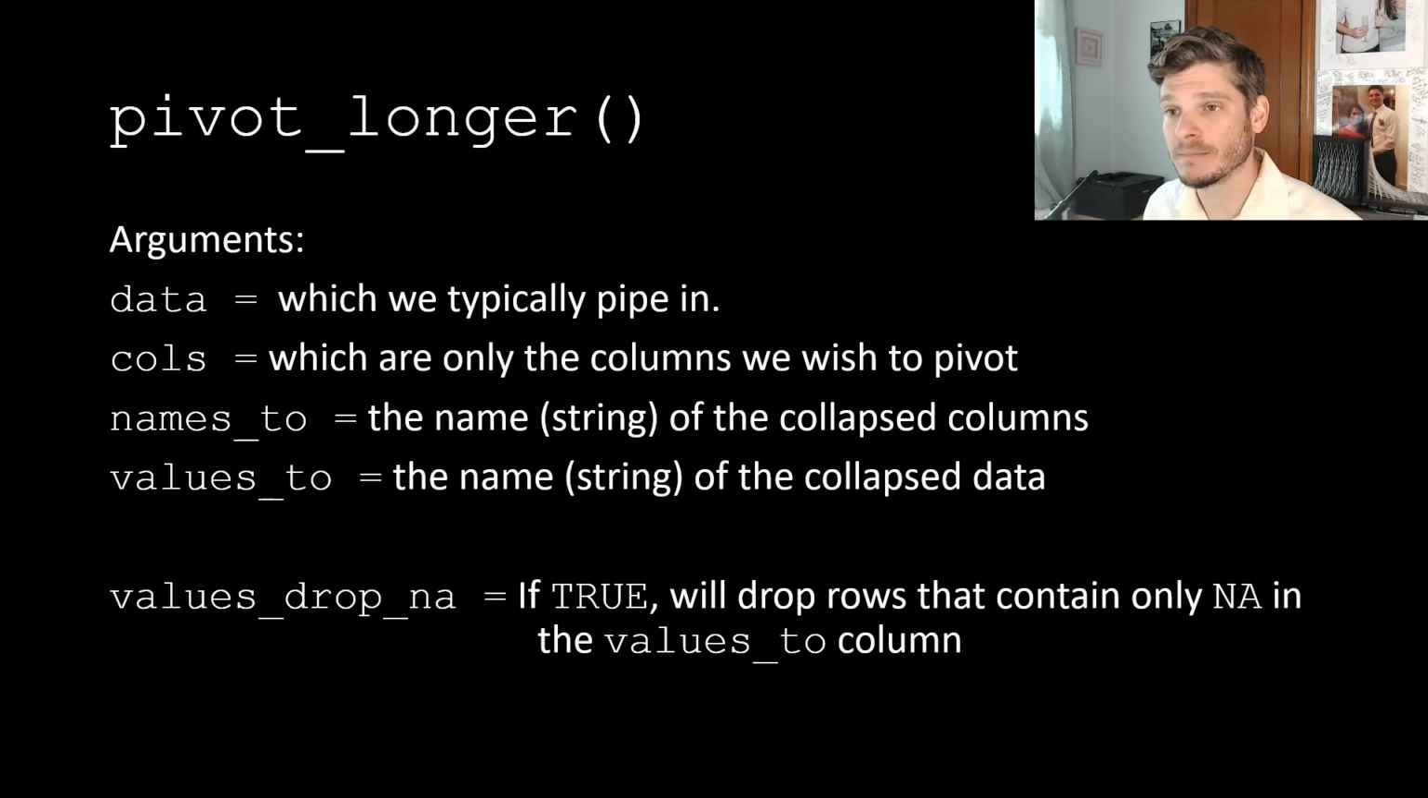Now, the last argument you may or may not want to use has to do with dropping NA values. If you want to drop the rows that have NAs and not include them, you can do that as an argument here with values underscore drop underscore NA. If you set it to true, it's going to drop them. You may or may not want to do that, but you can do it in just one line of code instead of having to go and do some filters and drop NAs later on.